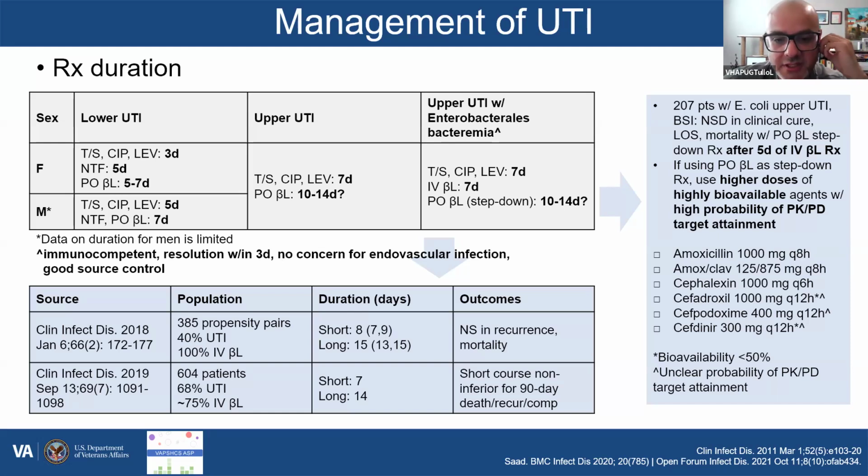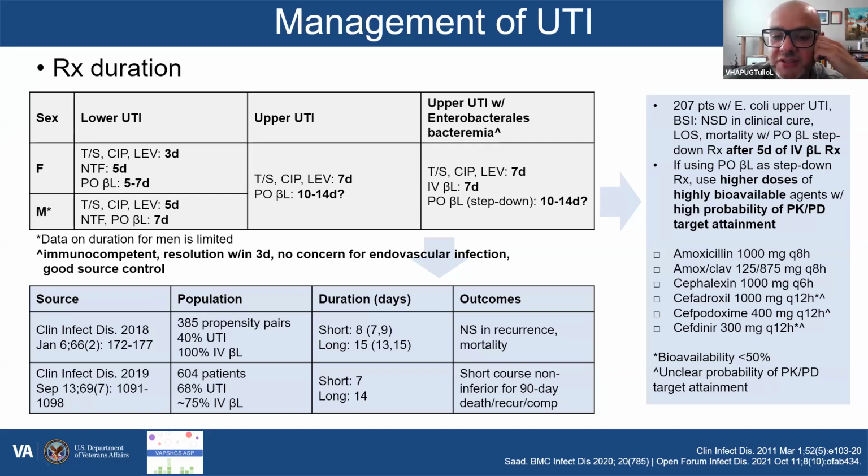And traditionally, we would treat these patients for 10 to 14 days. But as of 2018, 2019, a couple of large retrospective observational trials showed that immunocompetent patients with Enterobacterales bacteremia who clear their cultures rapidly within 3 days and have good source control, and usually that means just removing the Foley and making sure there's no abscesses, prostatitis, things like that, a 7-day course of treatment is as good as a 14-day course in terms of recurrence and mortality.